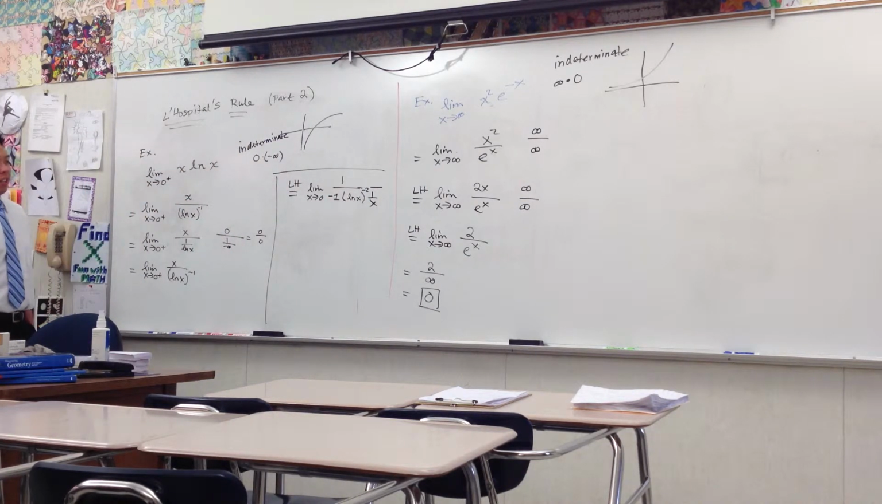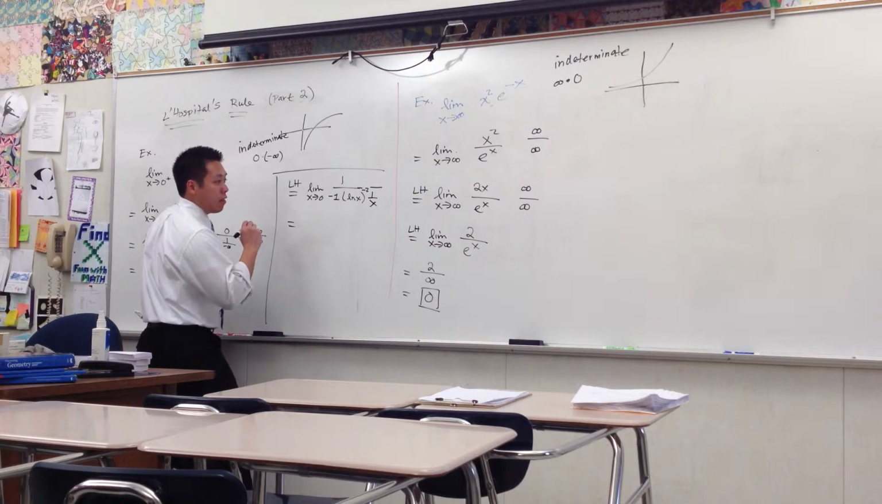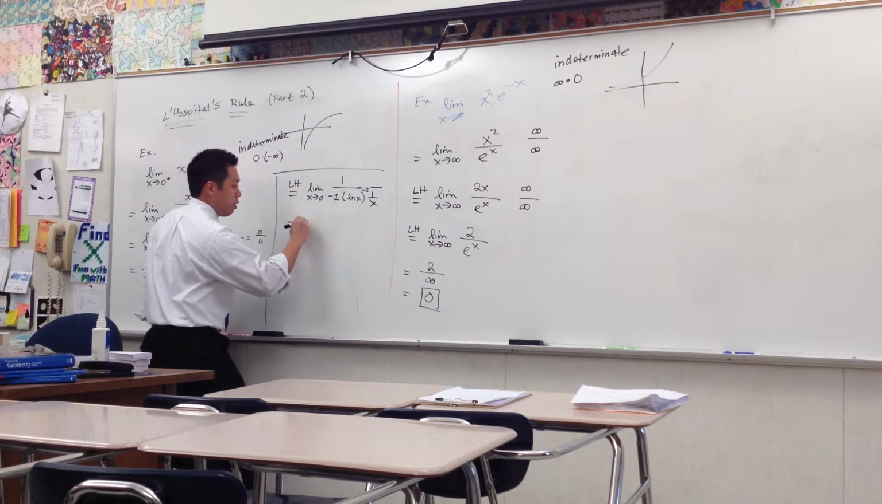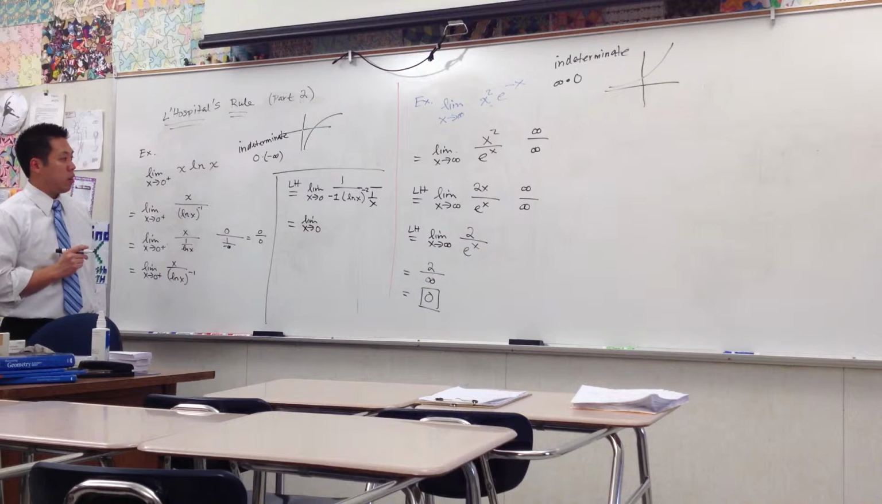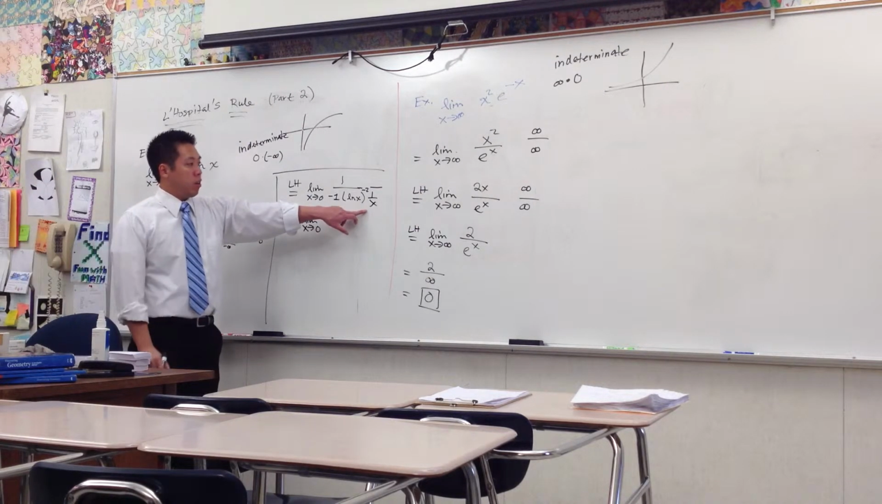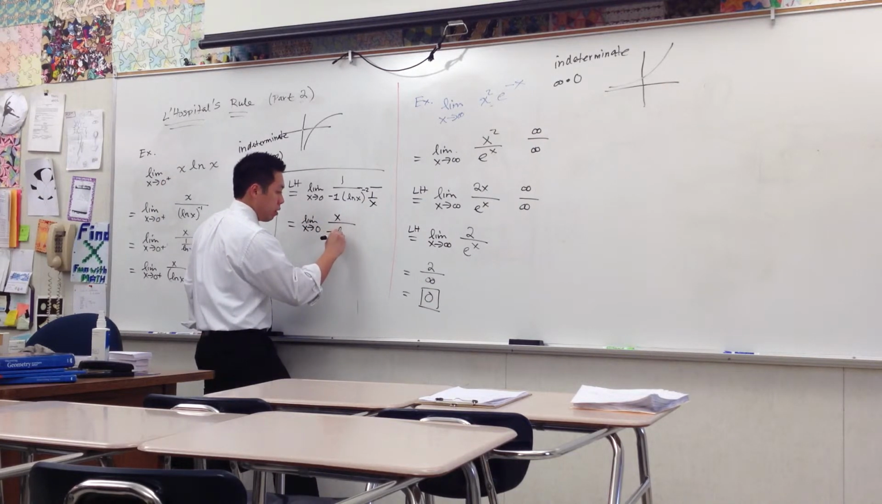Okay, so let's try to simplify this a bit. So really what I have is the limit as x goes to 0. There's 1 over x here. I could probably bring it up top, right? Have x here, negative.